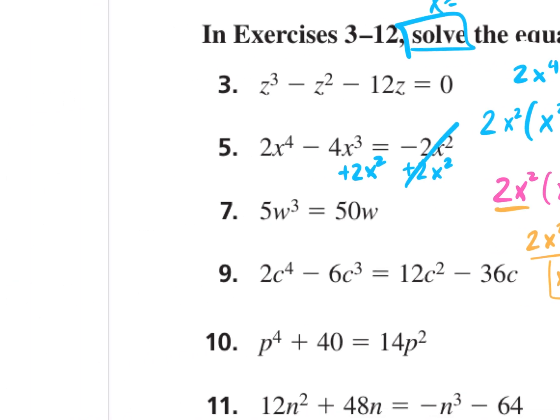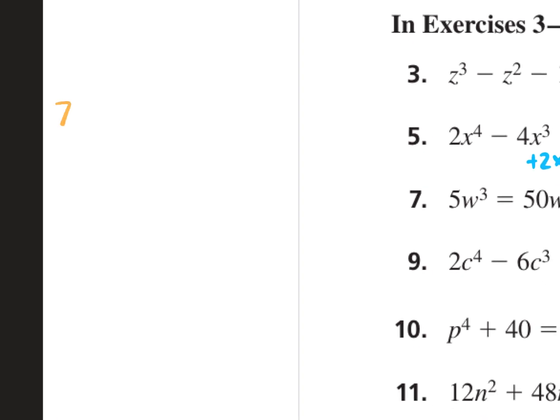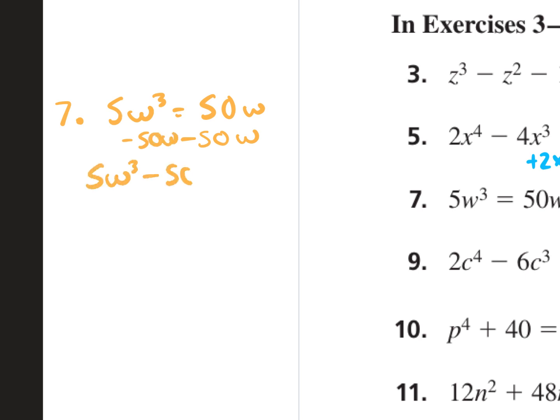All right, let's take a look at number 7. So I have 5w cubed is equal to 50w. This is the 4.5 homework. We're just going to practice some examples. What should I do first to solve? Make it equal to 0. So I have to move that 50w to the other side. So 5w cubed minus 50w is equal to 0.